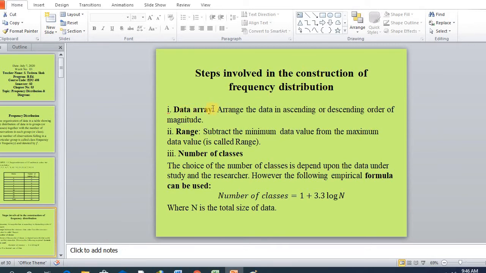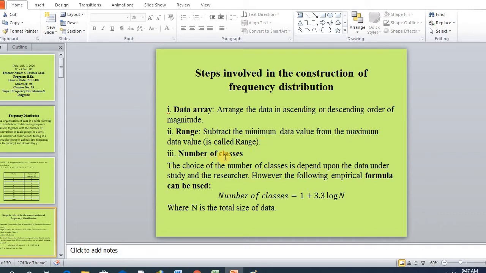First step, data array. Arrange the data in ascending or descending order of magnitude. This is the first step to construct a frequency distribution. Second, range. Subtract the minimum data value from the maximum data value; this is called range. The difference between the largest and smallest value of the data is the range.